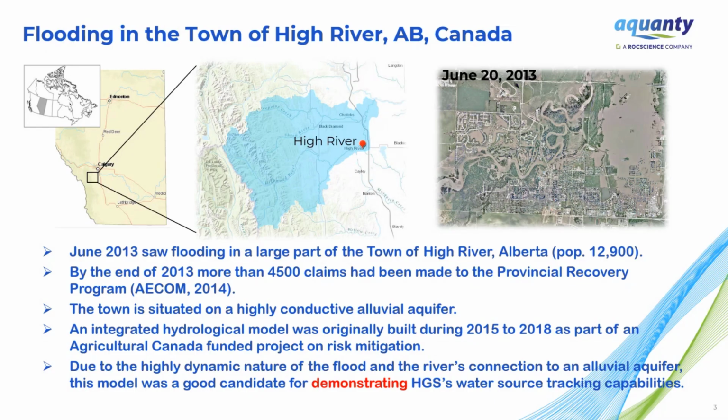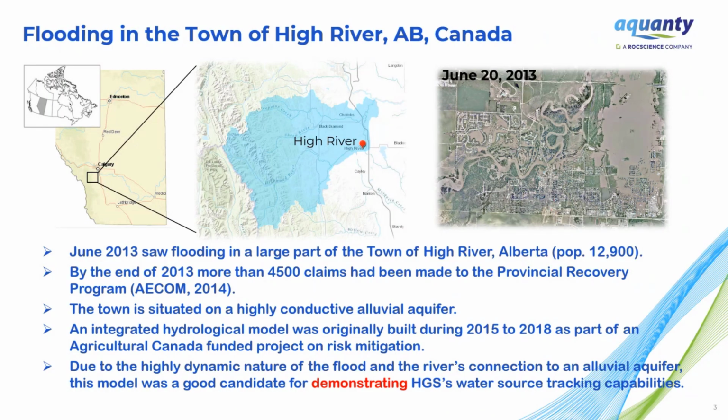And just to give a little bit of perspective of the issue or the risk, it's fairly common along the eastern slopes of the Canadian Rocky Mountains that there are urban settlements, both towns and cities, that are built on fairly extensive alluvial aquifers that are highly conductive, typically comprised of coarse sand through to gravel. And they experience a combination of fluvial flooding and groundwater flooding. It can be quite a complex interaction through the passage of a flood wave. So in 2013, the town of High River saw extensive flooding.